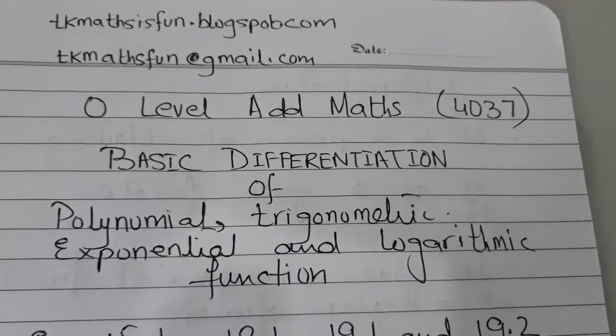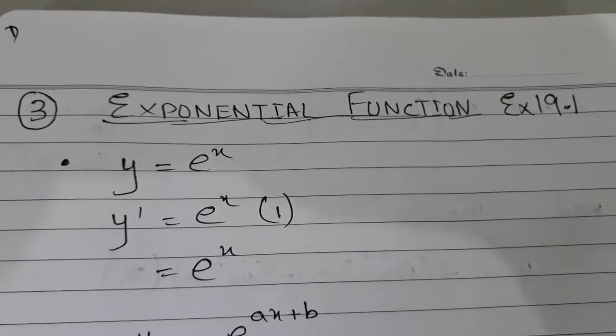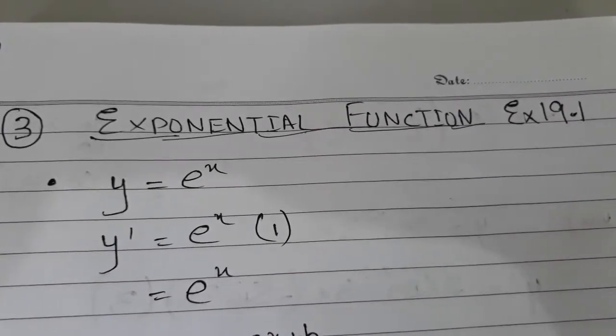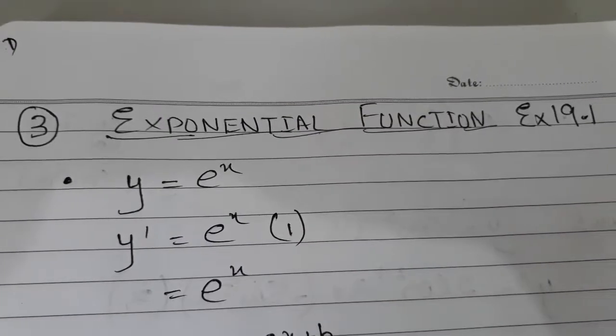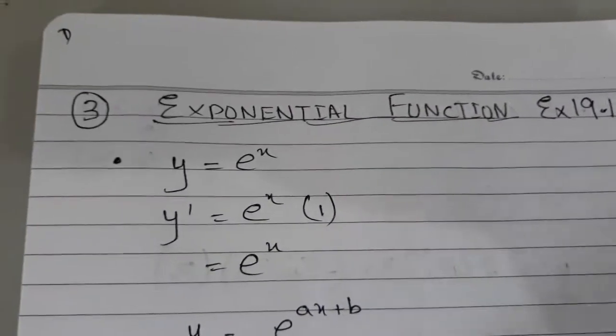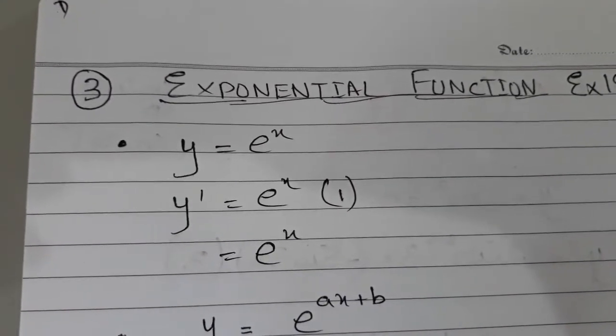So let's see the exponential function differentiation. Chapter 19 in the book is about differentiation of exponential function, so I have picked up questions from exercise 19.1. First of all, I'll talk about the general form of the differentiation of exponential functions. Then I will pick up particular questions.